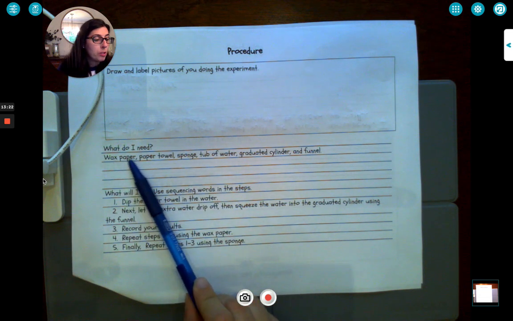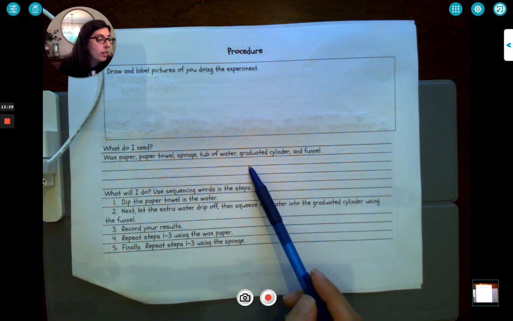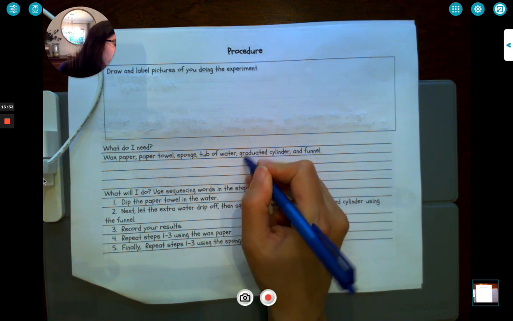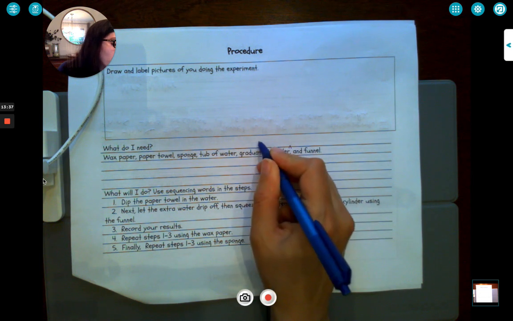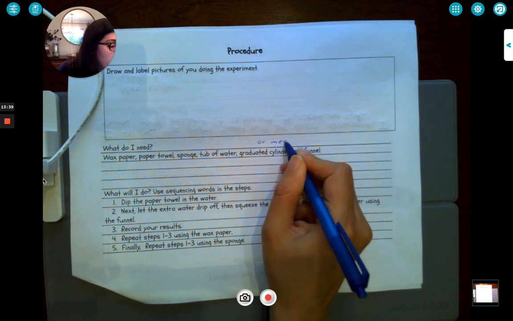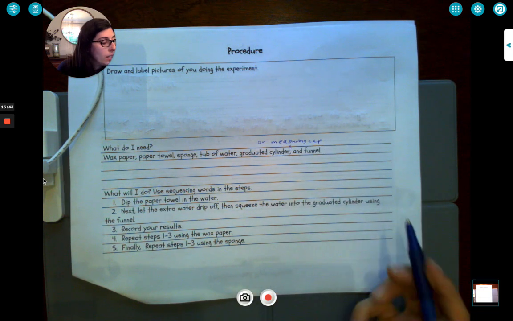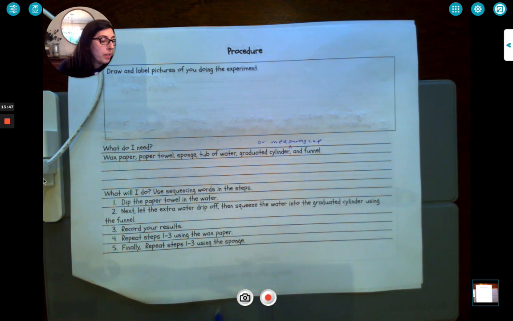Okay, now it says, what do I need? Wax paper, paper towel, sponge, a tub of water, a graduated cylinder, or a measuring cup. Can I add that there? I'll add it in on yours. Or a measuring cup. And a funnel if you're using a graduated cylinder.